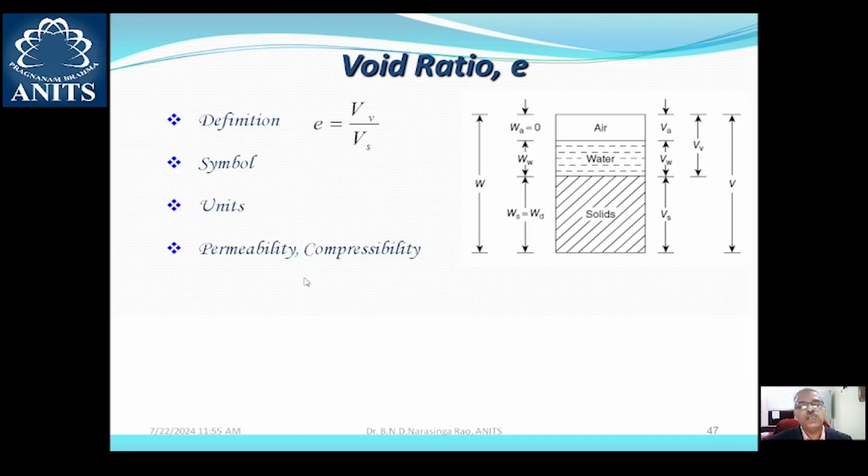And void ratio is a very important property which affects the permeability and compressibility. The higher the void ratio, higher will be the permeability and higher will be the compressibility in general. Similarly, the density and shear strength are also significantly affected by void ratio. Lesser the void ratio, then more will be the density and more will be the shear strength in general.